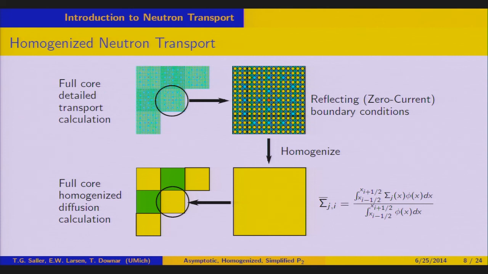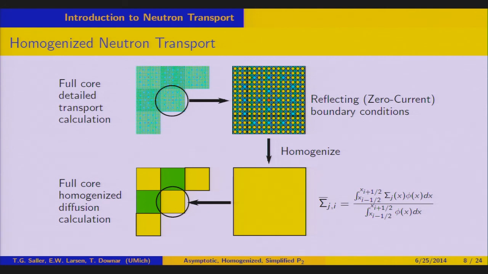Okay, there are a couple more things of interest. So homogenized neutron transport. The problem with all the methods I just talked about is that they can be very computationally expensive. So if you have a full 3D reactor, you can have upwards of 10 to the 13 unknowns, which would take forever to solve, especially on a single PC.